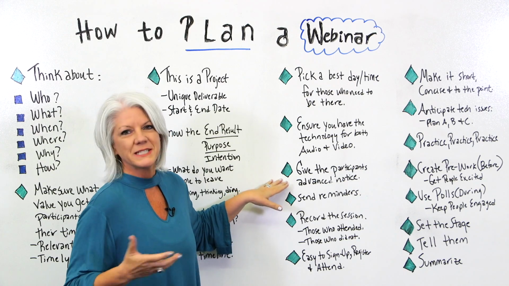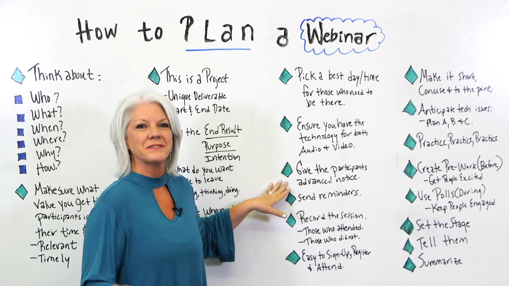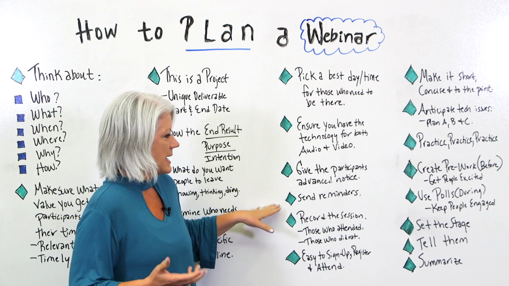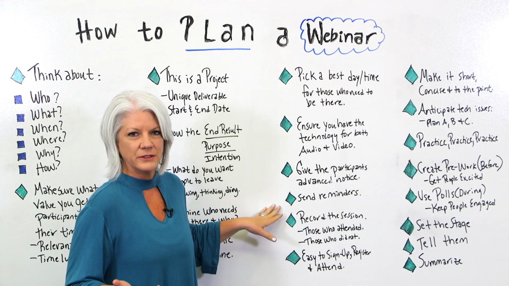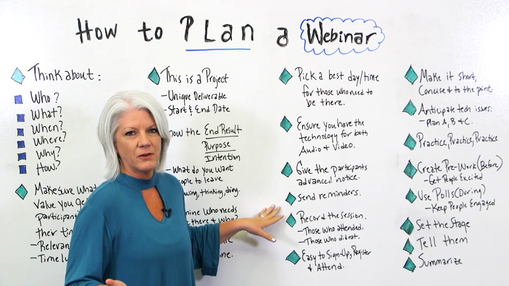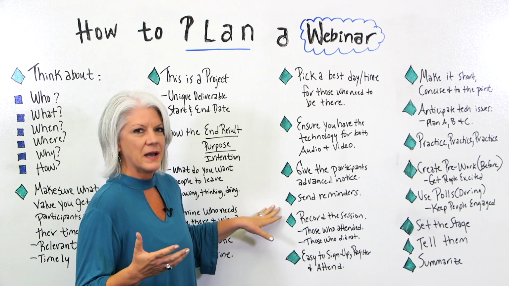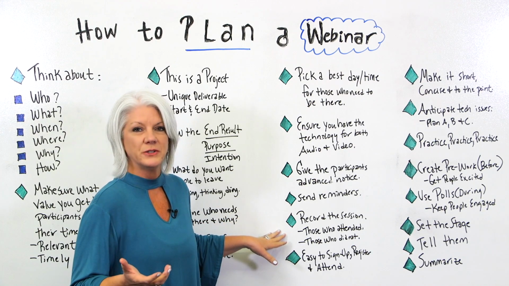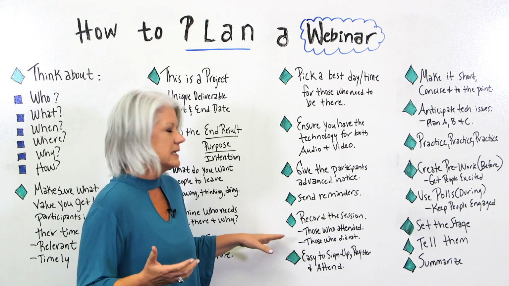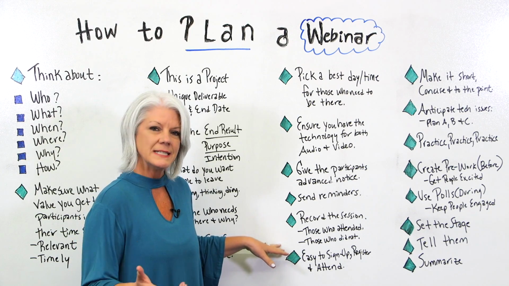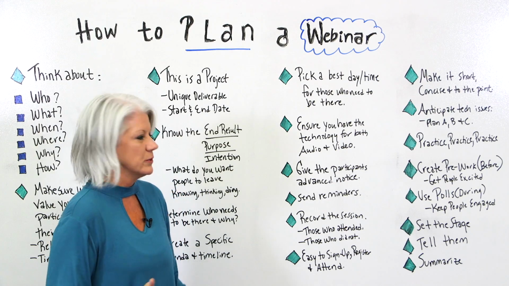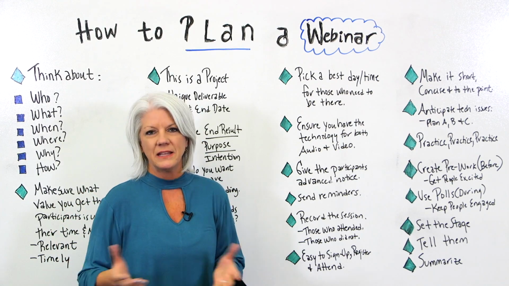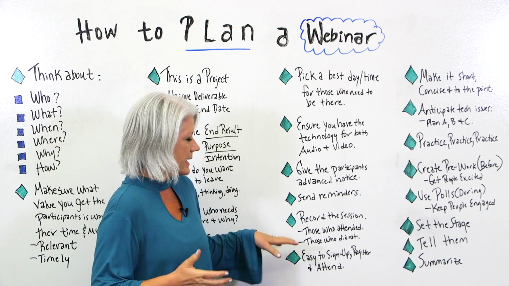Also, give the participants advance notice. Give them enough time to plan to be there. Send reminders to let them know. Sometimes people are afraid to send reminders, but most people find them helpful to jar them and remind them to jump on the webinar. Also, record the session, because you can send it to the people who did attend and those who didn't. For those who did attend, they have a record and they can always go back and review what you covered in the webinar. And for those who did not, they can take it at their own time and pace.